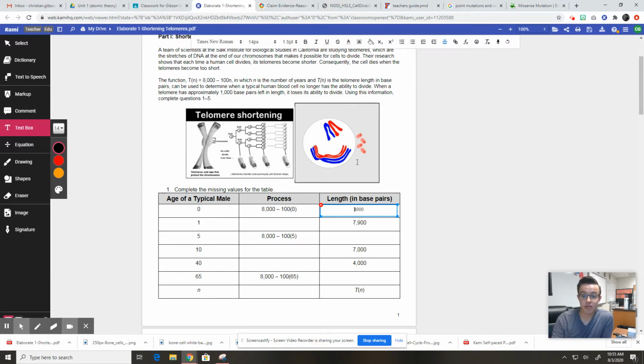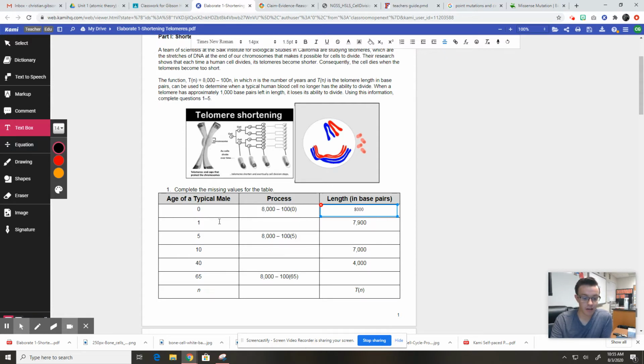Now, like I said, you also have this toolbar up here at the top. You can make it bold. You can up the font. You can change the text color. You can do all kinds of different, basically anything you could do in Microsoft Word, you can do in here.